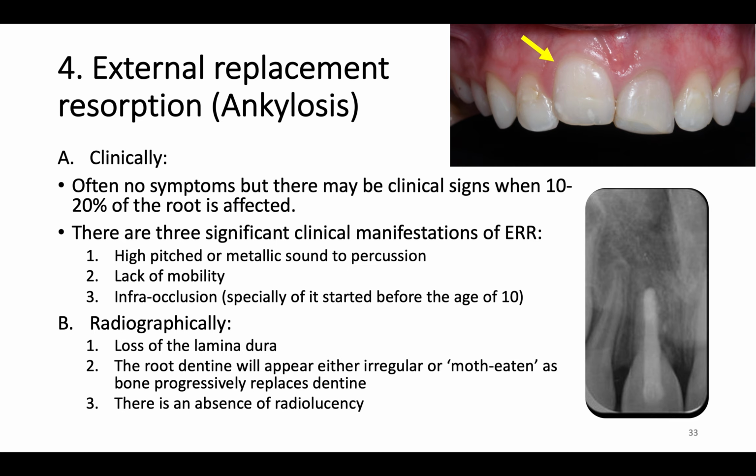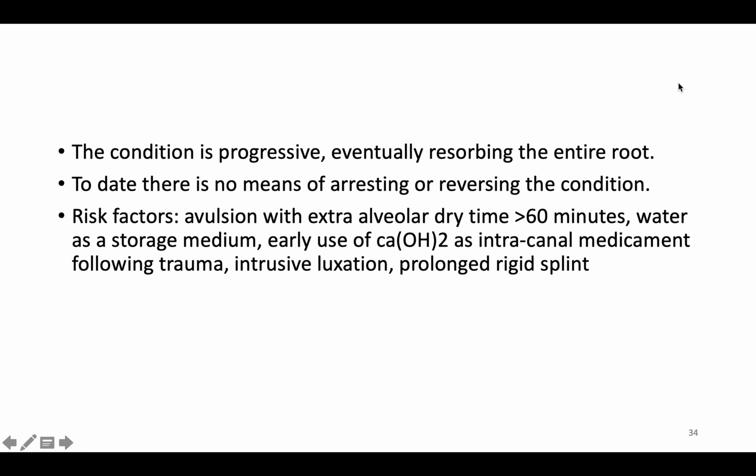If you take a radiograph, you will see loss of lamina dura, and you will see that there is no periodontal ligament space, and you will notice that the dentine is irregular or moth-eaten, with bone progressively replacing the dentine. So you won't have tooth substance, but you will have bone replacing the tooth.